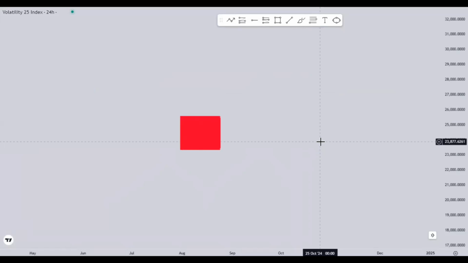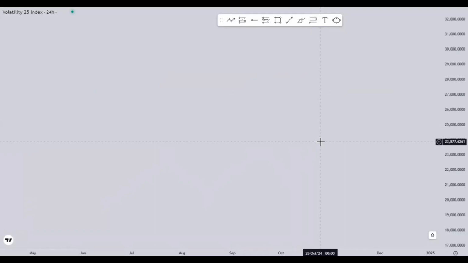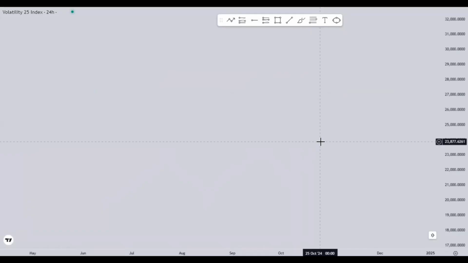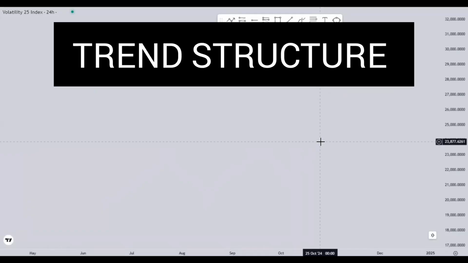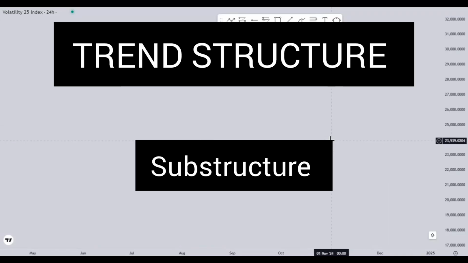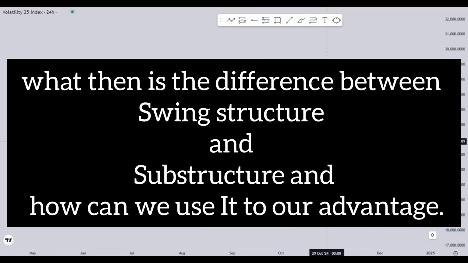All right, welcome back. Today we're going to dive into the foundation of price action, which is market structure. Now, trend structure can be broken down into two main phases: swing structure and substructure. If you can understand how to differentiate between the swing structure and the substructure, you can have a really nice trade and a better understanding of the market overall. So what is the difference between the swing structure and the substructure, and how can we use it to our advantage in the market?